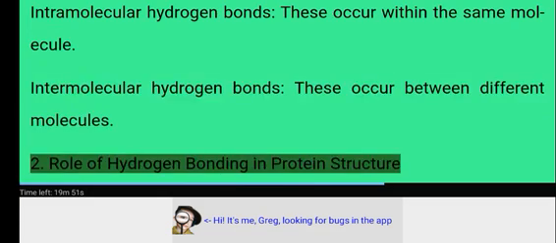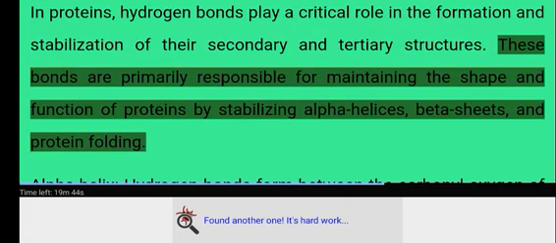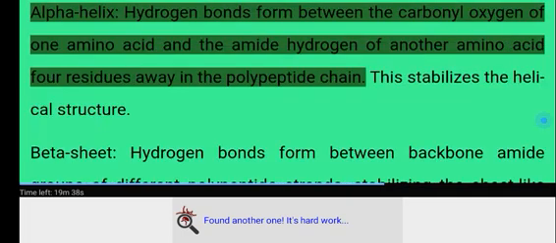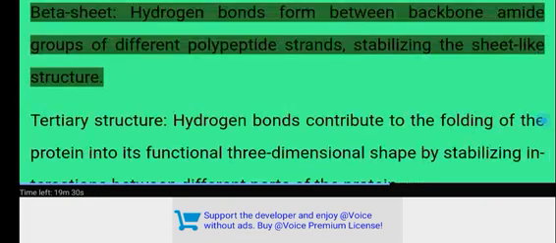2. Role of hydrogen bonding in protein structure. In proteins, hydrogen bonds play a critical role in the formation and stabilization of their secondary and tertiary structures. These bonds are primarily responsible for maintaining the shape and function of proteins by stabilizing alpha helices, beta sheets, and protein folding. Alpha helix: hydrogen bonds form between the carbonyl oxygen of one amino acid and the amide hydrogen of another amino acid 4 residues away in the polypeptide chain. This stabilizes the helical structure.